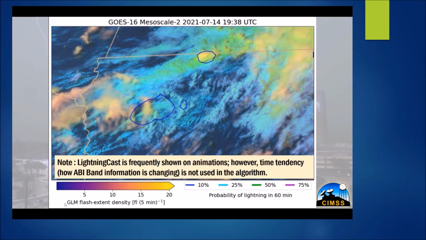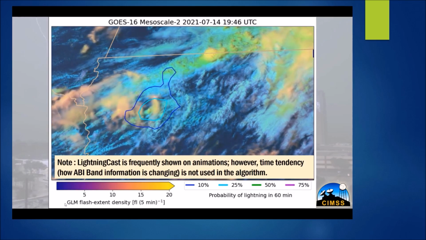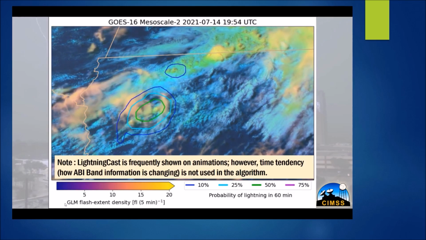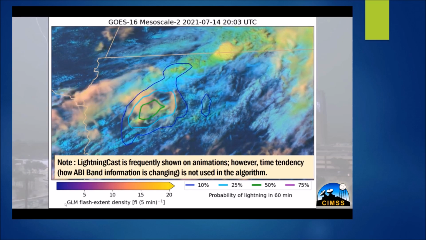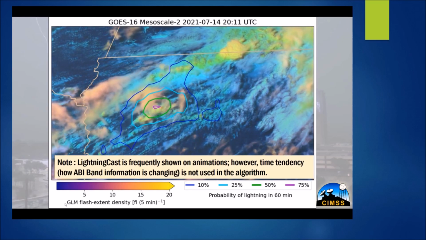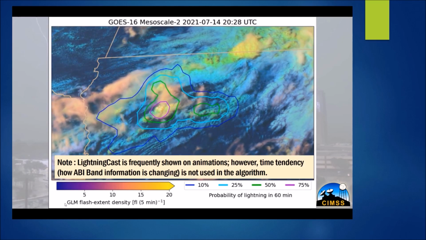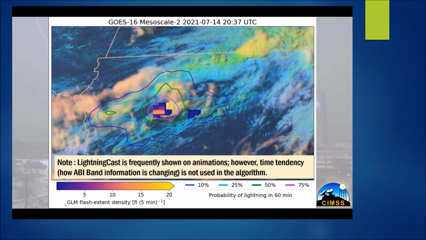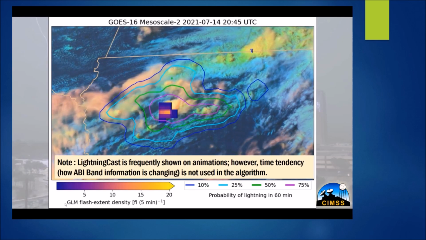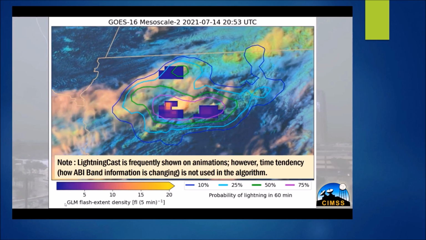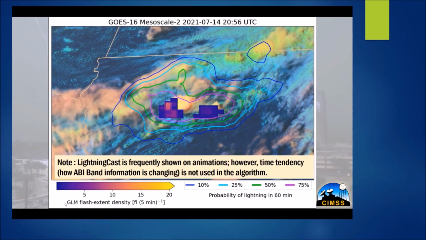This is a more cluttered scene. This is mesoscanning with 1-minute data. An important point here is that although you almost always see LightningCast plotted over animations, time tendencies in ABI data are not used in the algorithm. It just looks at a single time observation of bands 2, 5, 13, and 15, and the information in those bands is used to predict whether GLM will observe lightning in the next 60 minutes.